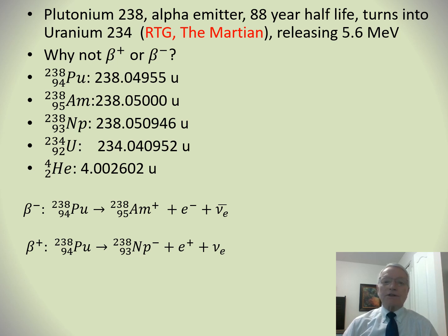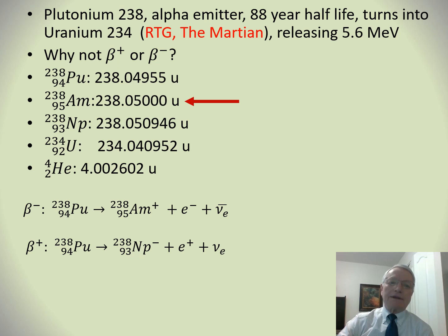And each alpha reaction that occurs in there releases 5.6 MeV of energy. But look, why isn't it a beta plus emitter or a beta minus emitter? Well, let's take a look. To be a beta plus emitter or beta minus emitter, it would have to go to americium-238 so that its proton number could go up by 1.